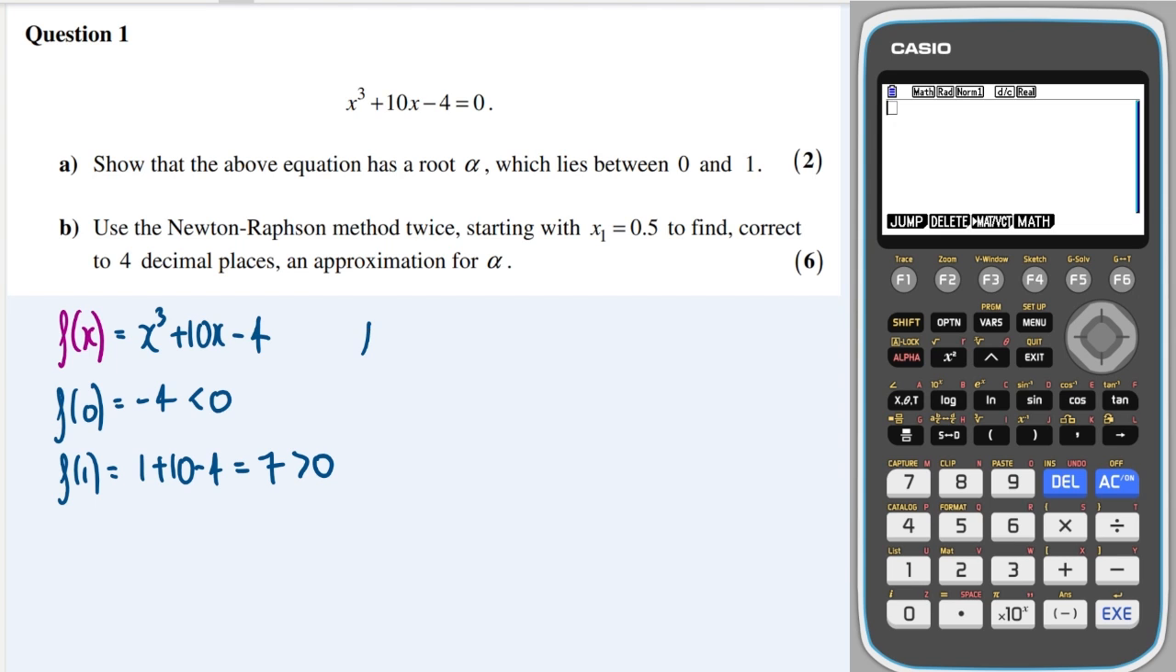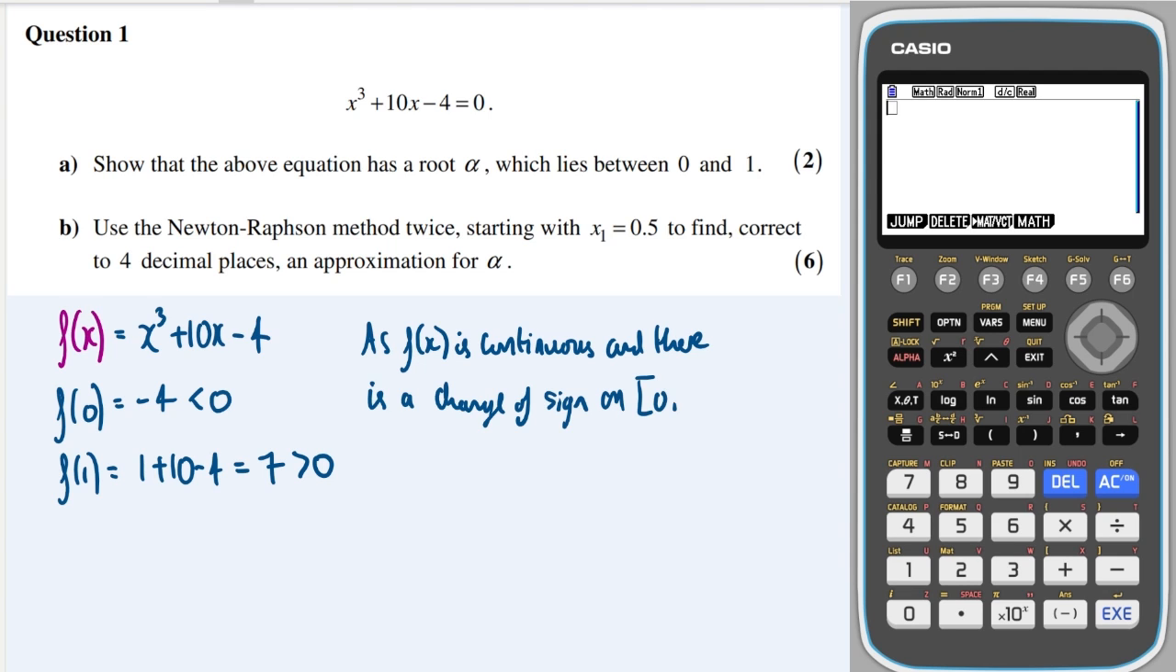And then we're going to say, as f of x is continuous, and there is a change of sign on the interval 0 to 1, then there is a root. I think that should be sufficient. Key things to remember: continuous, change of sign.